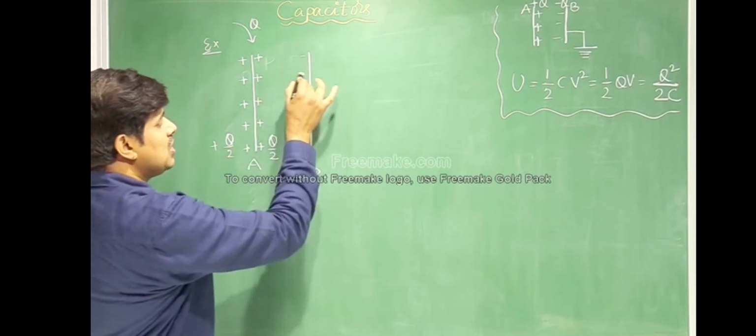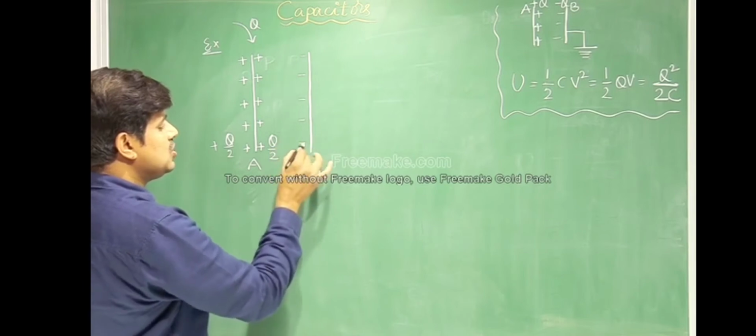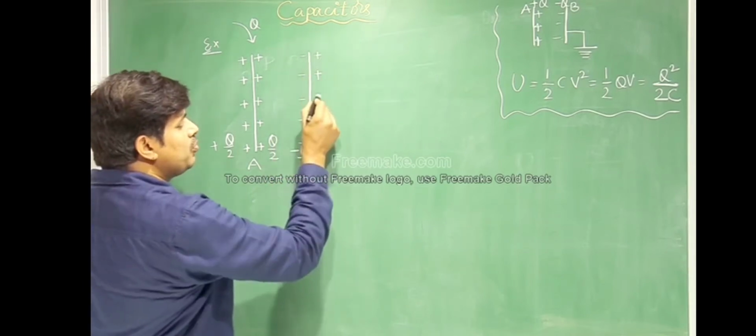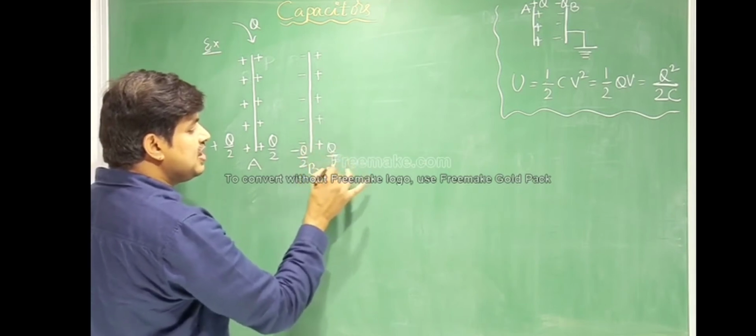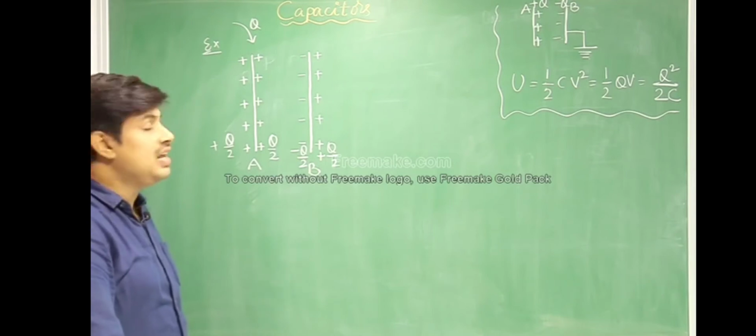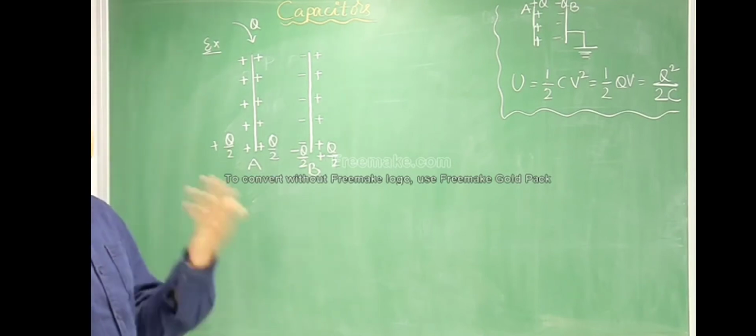Whereas on B, because of electrostatic induction, charge will be induced. This induced charge is also having a magnitude Q by 2, with negative charge inside. Outside, the same amount of positive charge will be induced. Why? What is the reason? Here the reason is very simple. B is an isolated conductor. Total charge on B is 0. So initially no charge on B, because of induction on the nearer side, negative charge gets induced, and on the further side the same amount of positive charge will be induced.